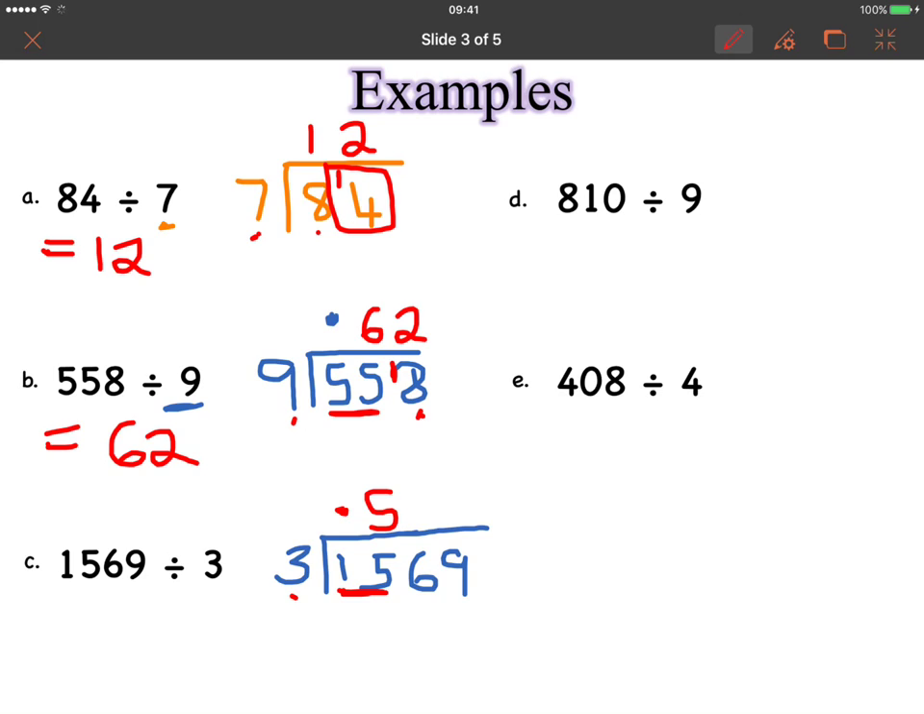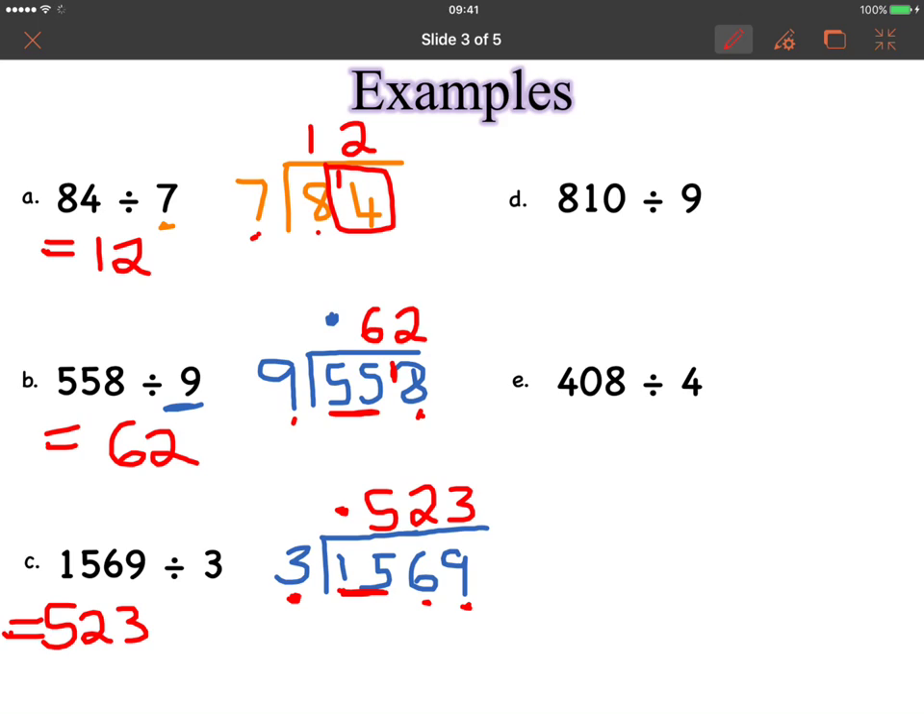3 goes into 6 this time, twice, again with no remainders. And 3 goes into 9 3 times, again with no remainders. So 523 is our final answer.